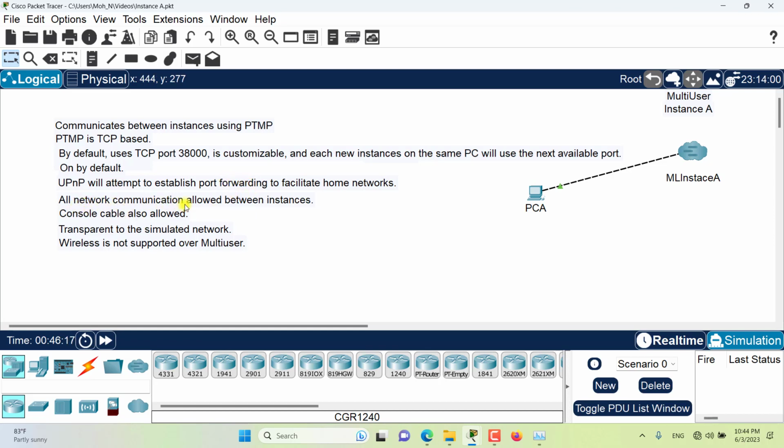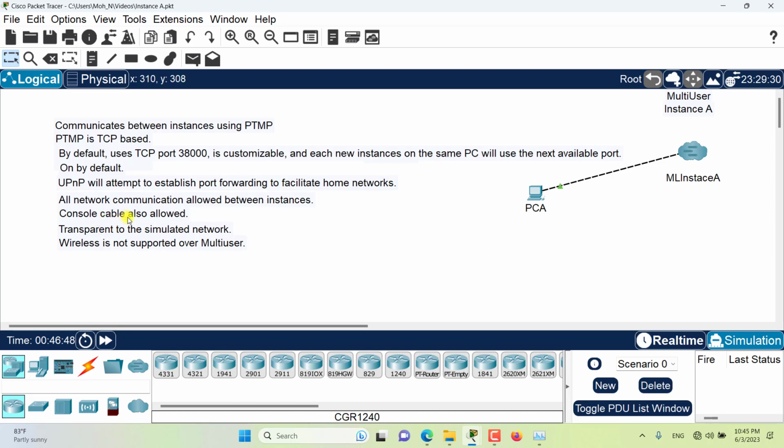All network communications are allowed between instances. For example, I have this PC A which is connected to another PC on the other side of the MultiUser instance, and whatever communication is possible in Packet Tracer, all of those communications are possible in terms of protocols and ports and other types of pertinent details.